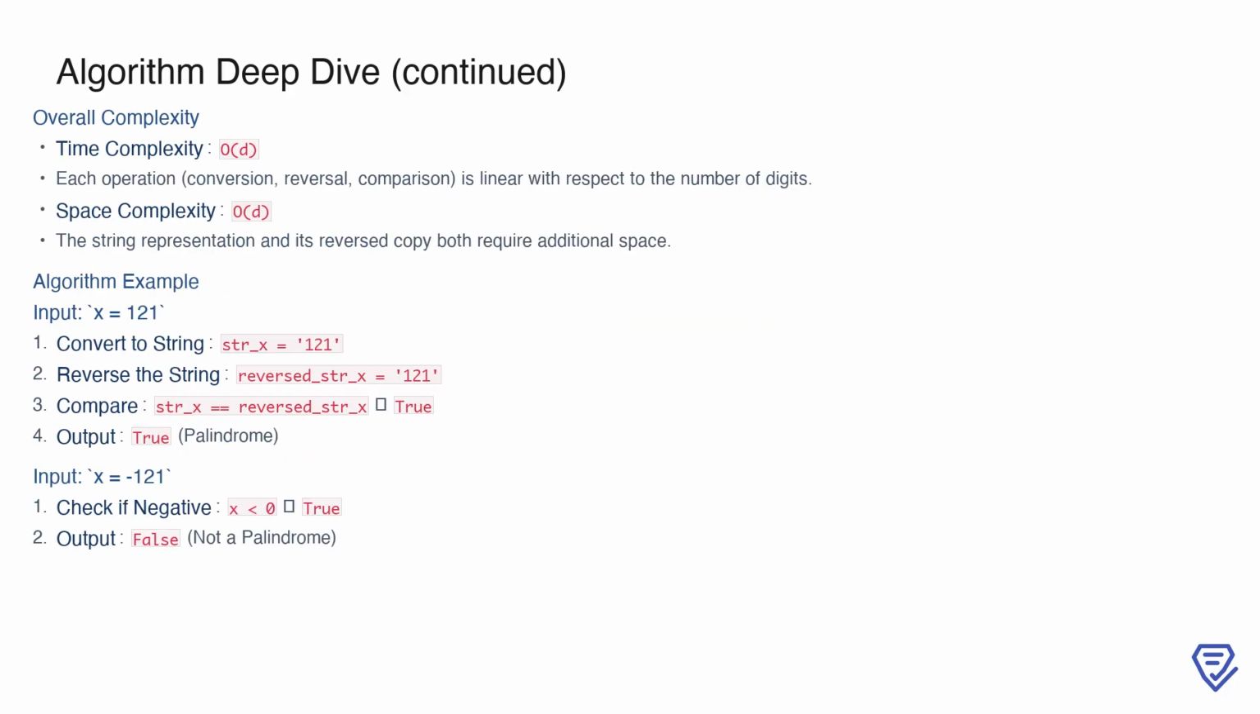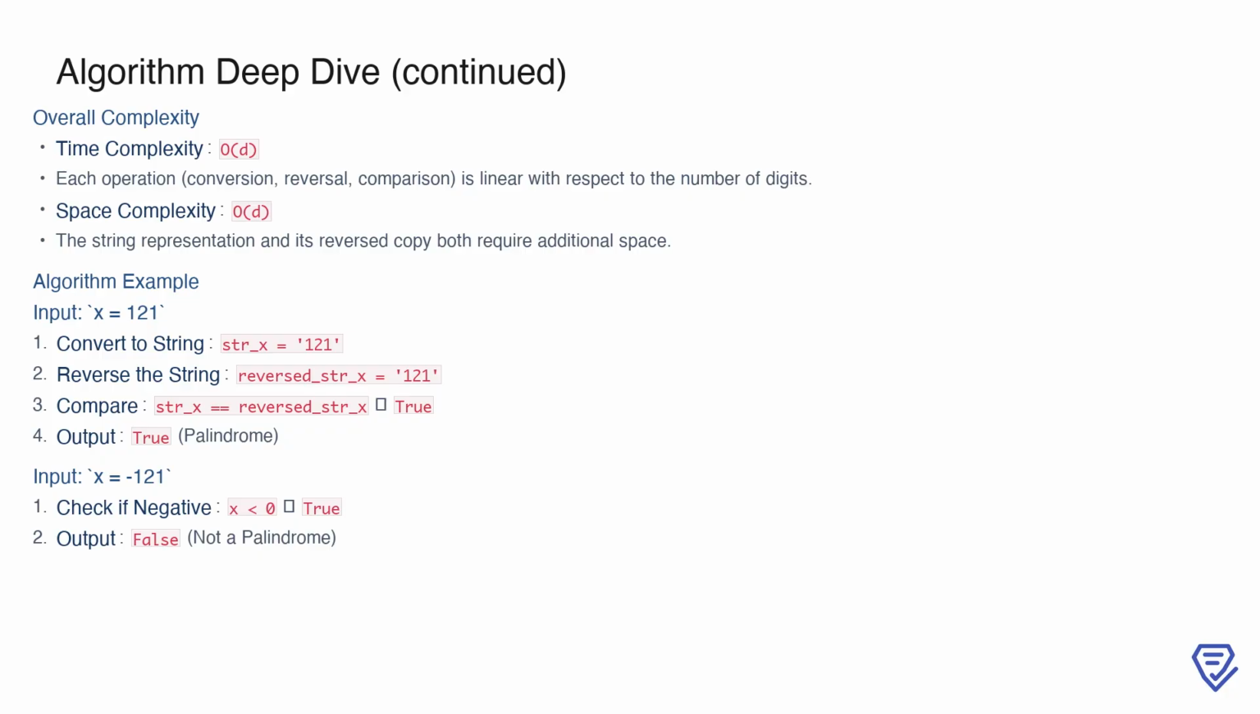Now, let's summarize the overall complexity of this approach. The time complexity is d, where d is the number of digits in the number. This is because each of the key operations, conversion to string, string reversal, and string comparison, takes linear time. The space complexity is also d, because we need additional space to store both the string representation of the number and its reversed version.